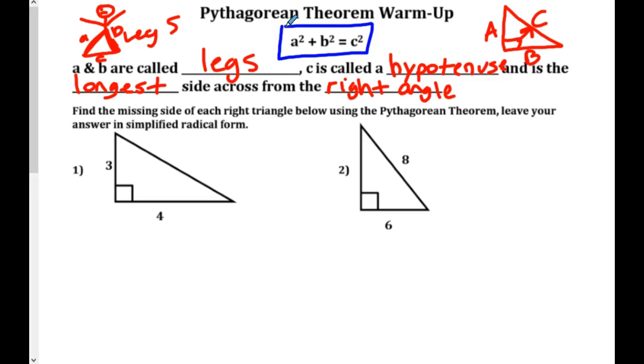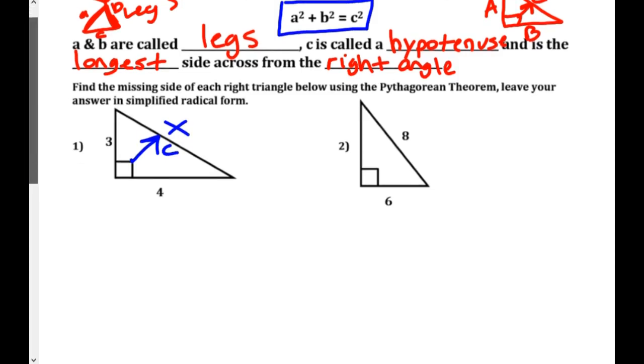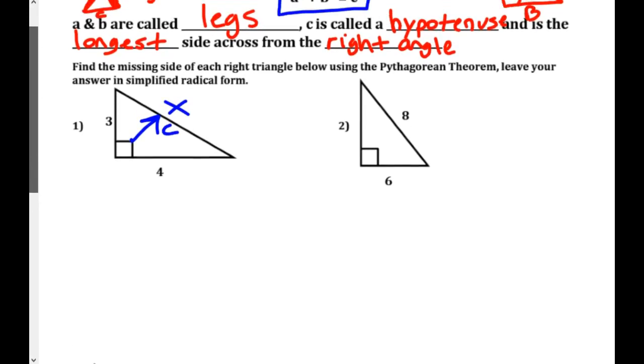So if I were you, every time, to help yourself, draw an arrow across from the 90 and put a C there. Now, do we know C here? No. So you can call it X or you can call it C, and it doesn't really matter, as long as it's a variable. And I'm going to set up my equation. The first time I do this, I'm going to write the whole equation. A squared plus B squared equals C squared.